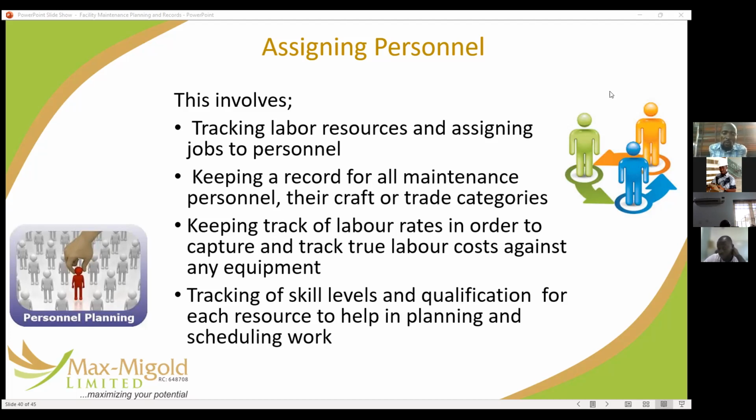Keeping a record for all maintenance personnel, their craft or trade category. So who is a plumber? Who is a mechanical guy? Who is a welder? Who is a furniture guy? Who is a carpenter? Who is a mason? So you need to understand the craft or the trade category that each of your personnel possesses.